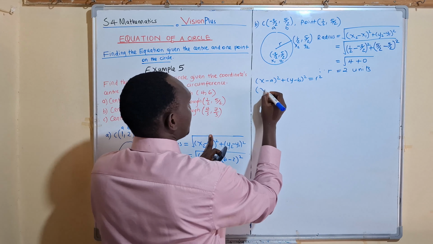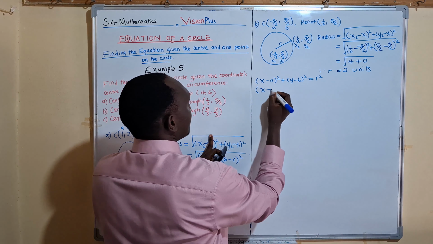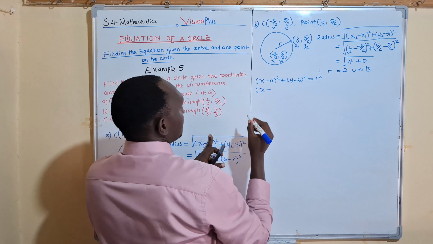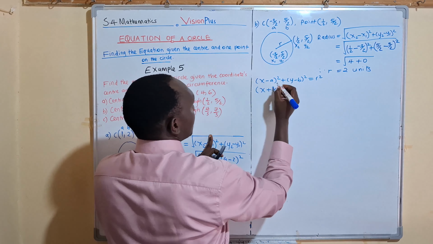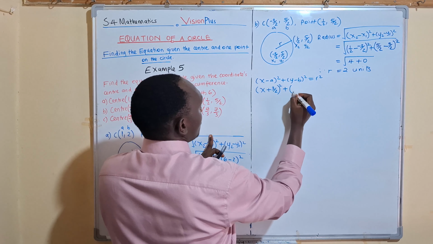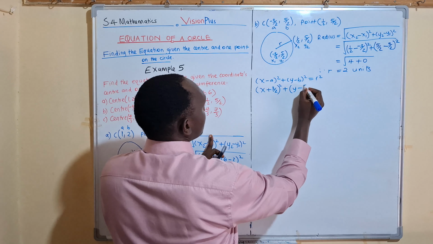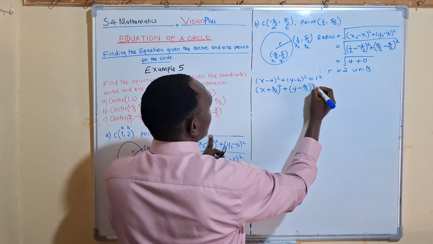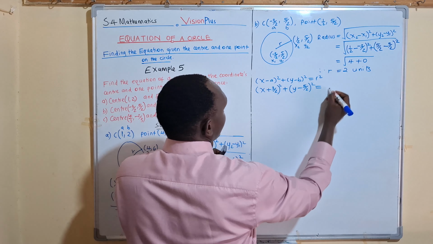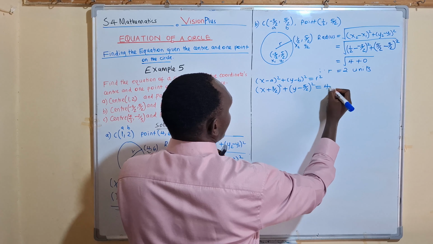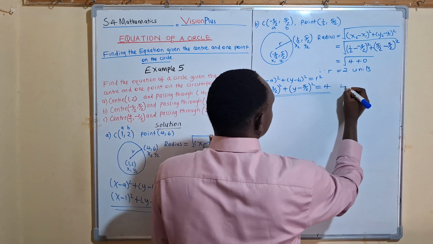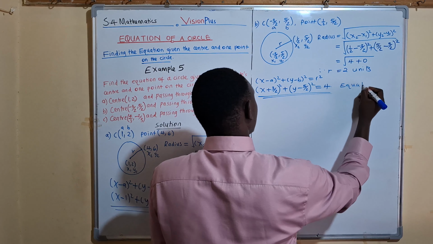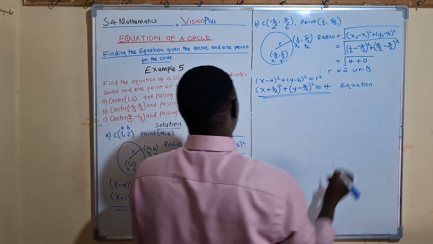This means that here we shall have x minus a. a is negative 3 out of 2, so that changes this to plus 3 out of 2, squared, plus y minus b, where b is 5 out of 2, squared, equals r squared, which means 2 squared, which gives us 4. So this is the answer, and this is the equation that part B requires.